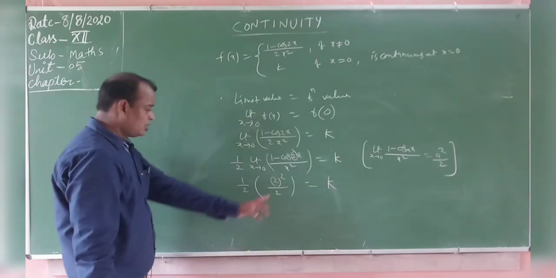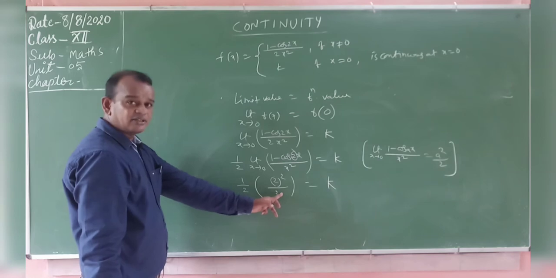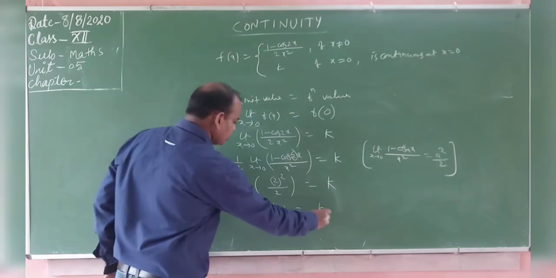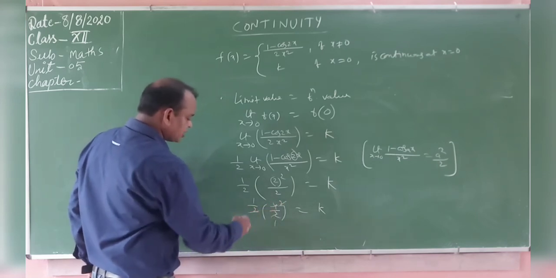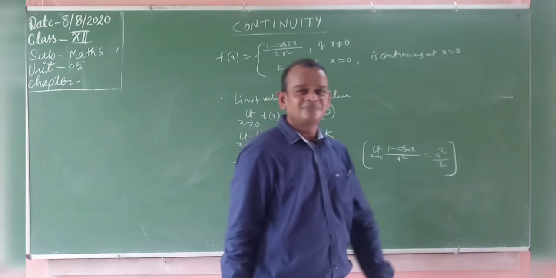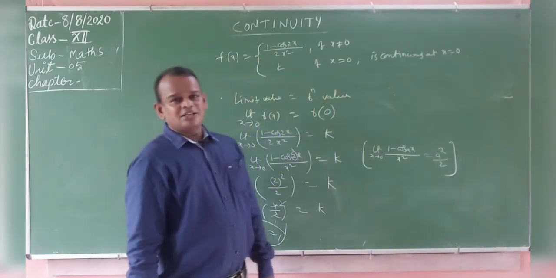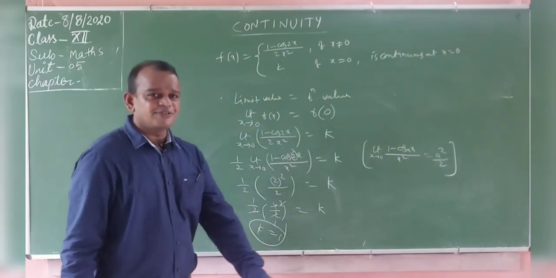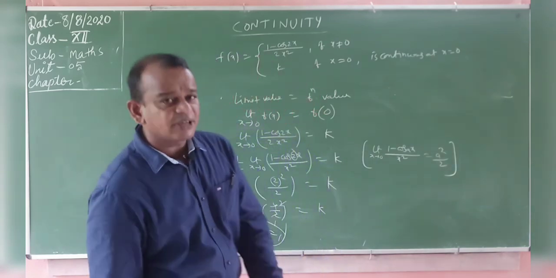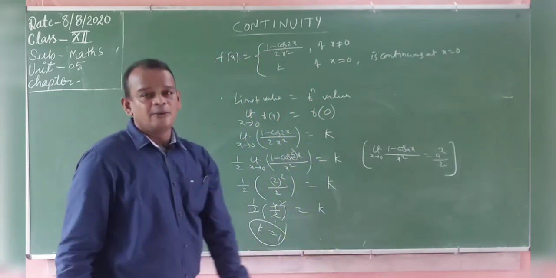Okay my dear students, 2 square means 4, so 1 by 2 into 4 by 2 is equal to k. The 2s cancel. What is the value of k? k is equal to 1. That's why the continuity topic is very important and an easy topic, my dear students. This way we will do the problems.